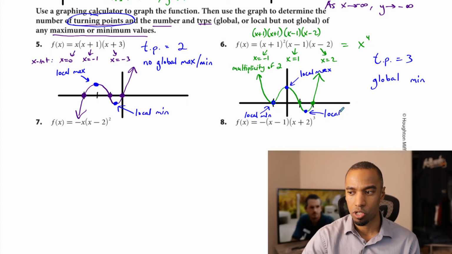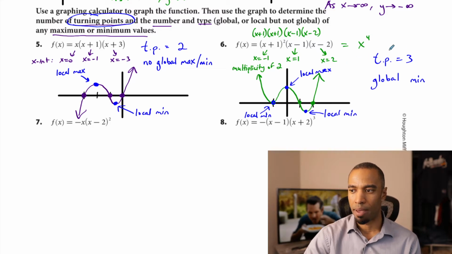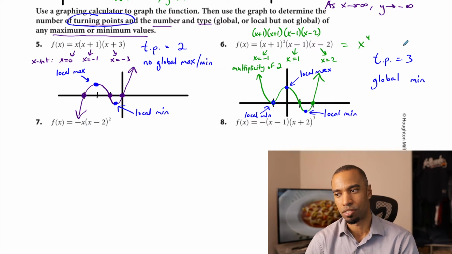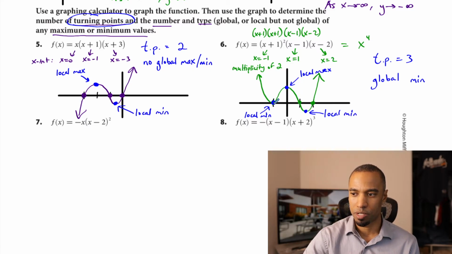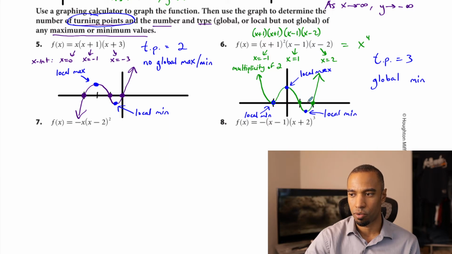One of the local mins is also an absolute min or a global min. And then there is 1 local max. So all the turning points once again represent your local mins and maxes there. These are local mins because they go from decreasing to increasing. They change direction that way. Increasing to decreasing local max, decreasing to increasing local min.